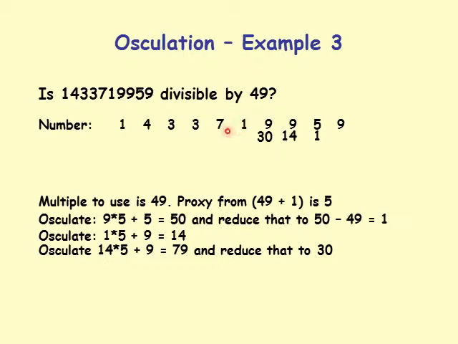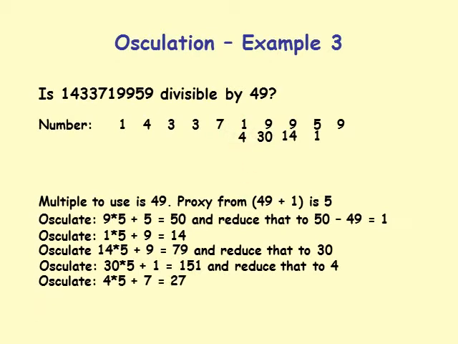Okay, now we're going to osculate this 30 and 1 here. 30 times 5 plus 1 on the left, which is 151. We take away multiples of 49, we take away 3 times 49, which is 147, and reduce to 4. So instead of the 151 we got from osculation, we'll continue with the 4 here.